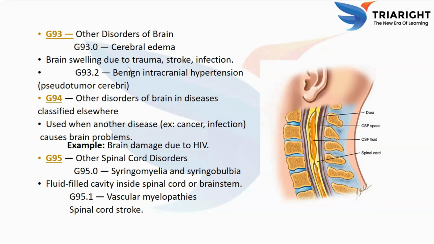So next subcode G93.2 is benign intracranial hypertension. It is also called pseudotumor cerebri, right? Pseudo is nothing but false. It looks like a brain tumor because the pressure increases, but there is no actual tumor. What are the symptoms of G93.2? Headache, vision problems and nausea.